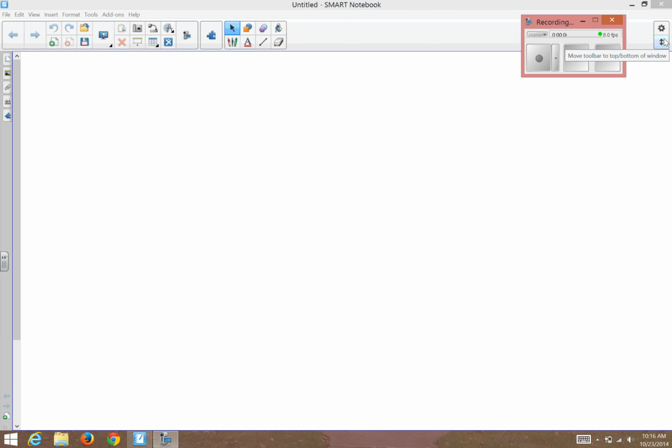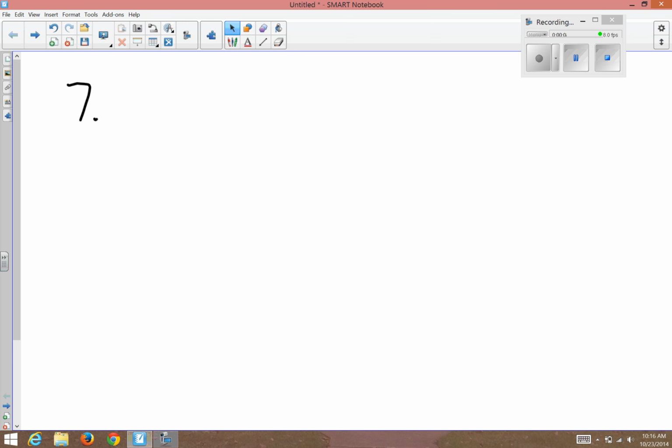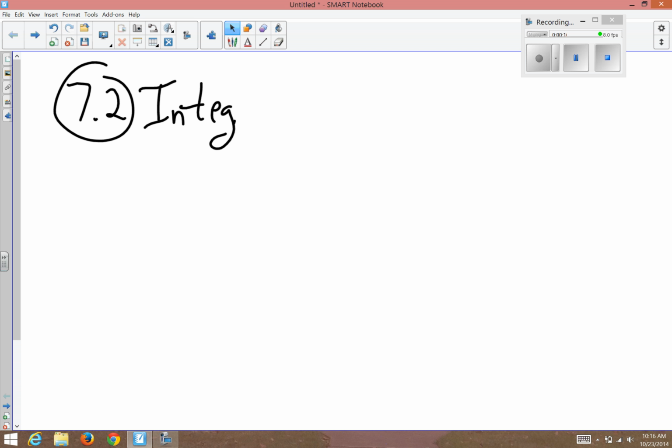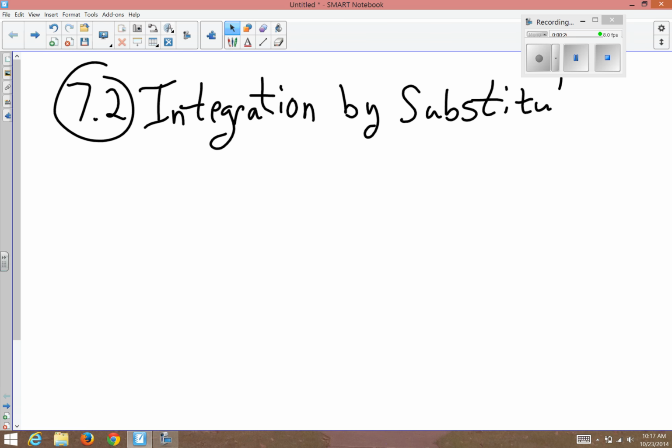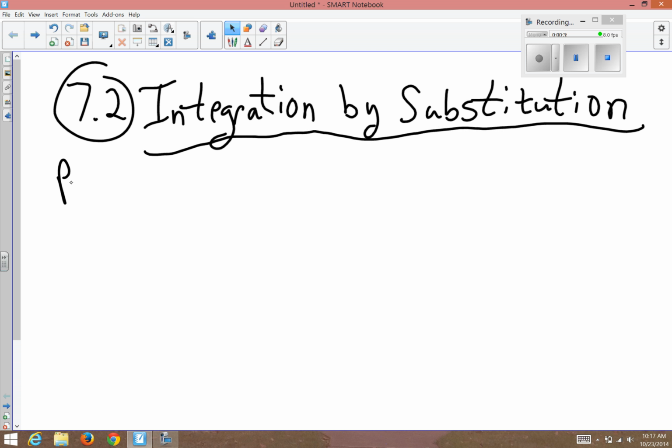Chapter 7, Section 2. This is integration by substitution. Or you could say anti-differentiation by substitution. Page 342, exercise 18.